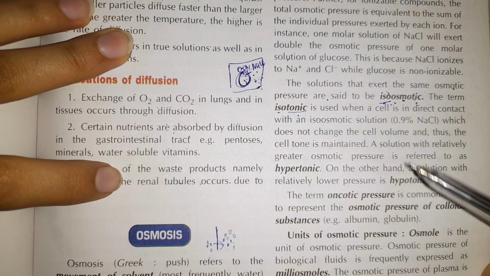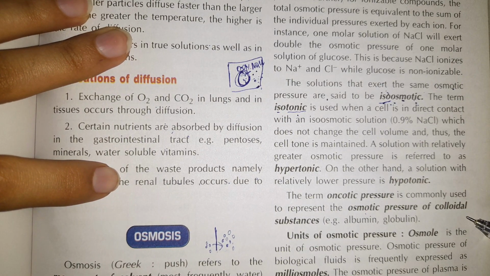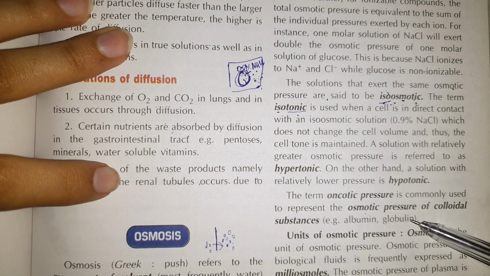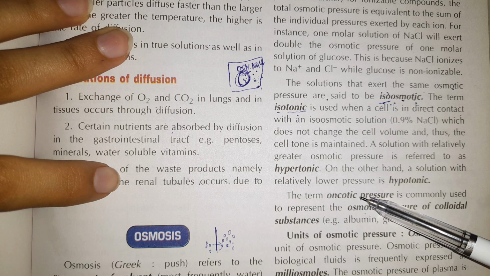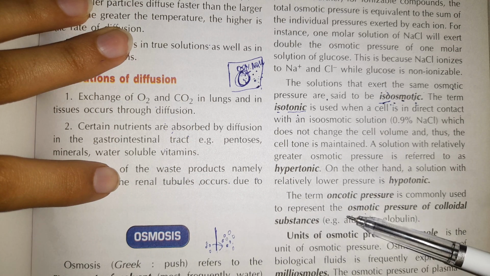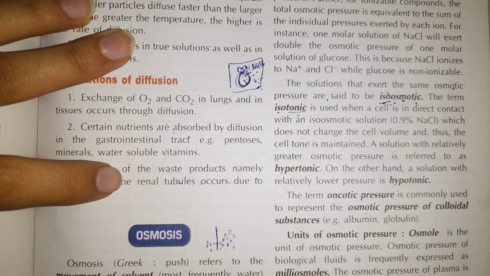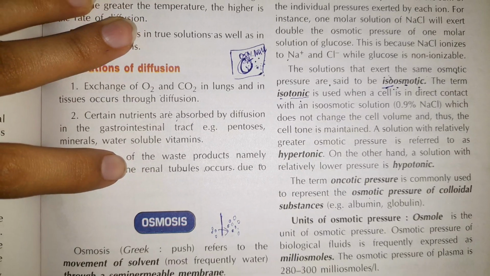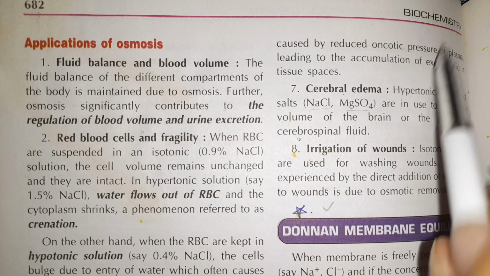And when we refer to the osmotic pressure of colloidal substances like albumin or globulin, these substances, which are colloidal in nature, exert oncotic pressure. Their osmotic pressure has a special name, that is oncotic pressure. And the unit of osmotic pressure is milliosmoles. So, fluid balance, application of osmosis.